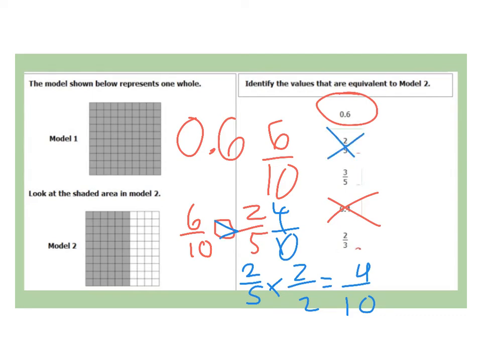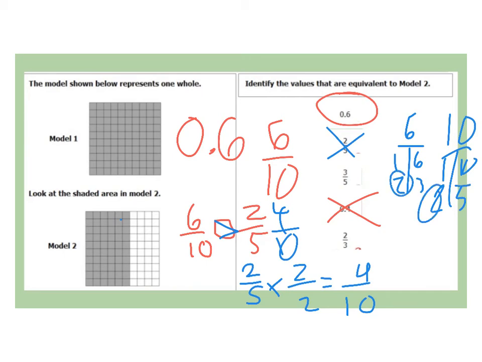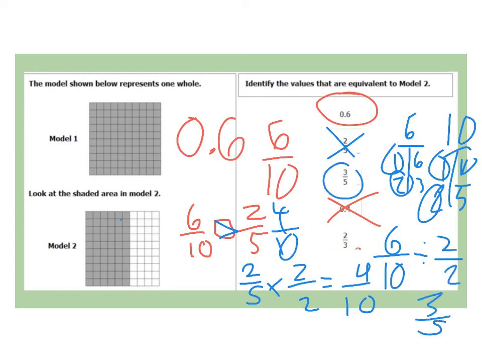So I think this time, instead of doing comparison, I'm going to just simplify my 6 tenths. So if I have 6 and 10, 1 and 6, 2 and 3, 1 and 10, 2 and 5. Greatest common factor is going to be 2. They do have a common factor of 1. So 6 tenths divided by 2/2 will give me 3/5, which is what I'm looking for here.